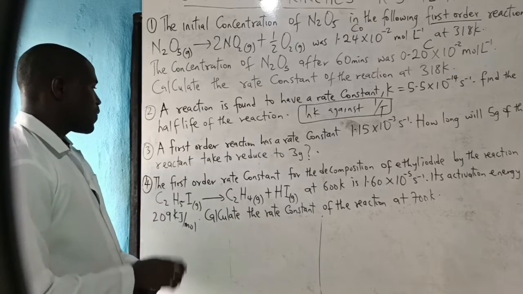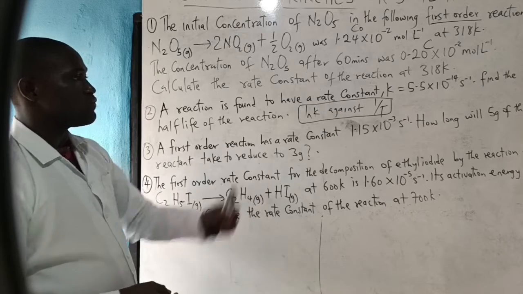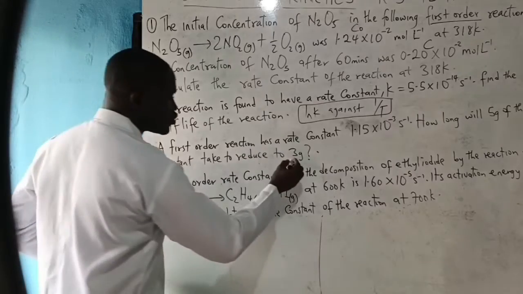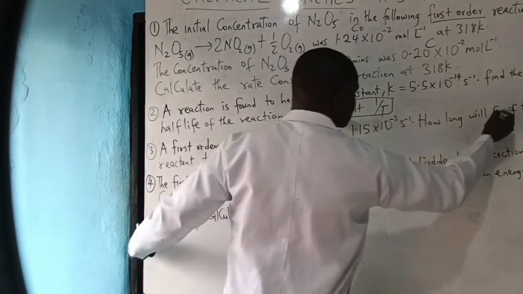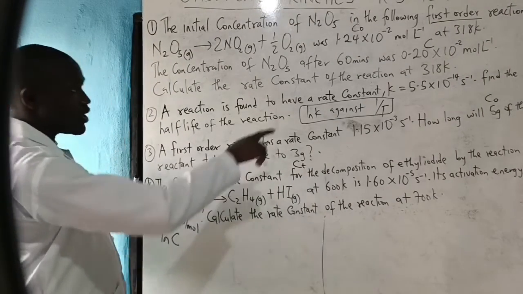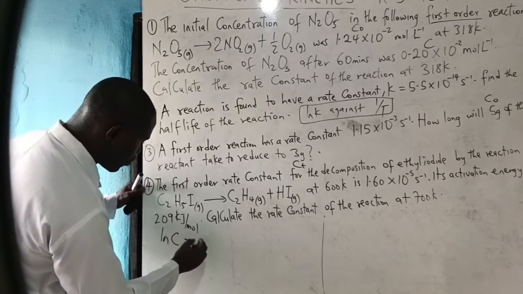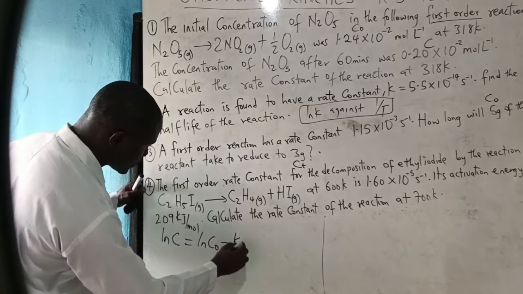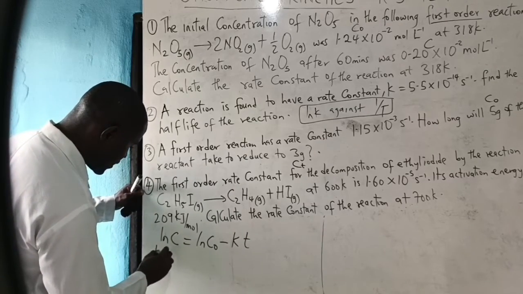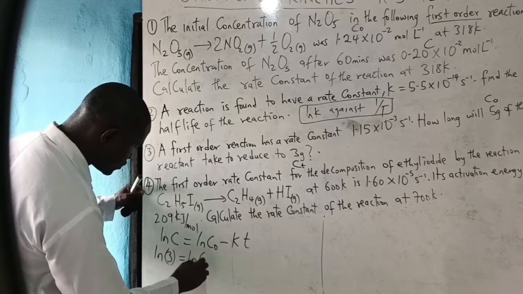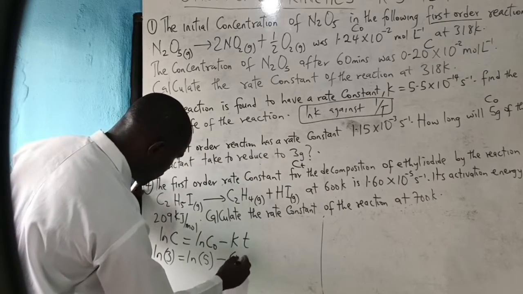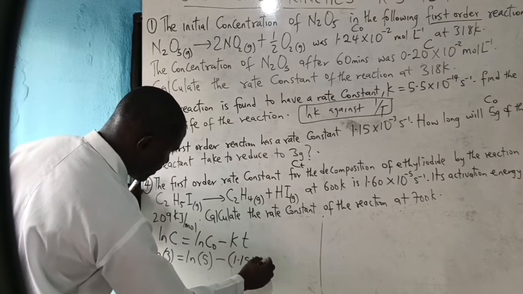For question number 3, a first order reaction has a rate constant of this per second. How long will 5 grams of this reactant take to reduce to 3 grams? To reduce to, so this is the final concentration and this is the initial concentration. So we go to the formula that says ln C, because they say per second, that is first order, is equal to ln C0 minus kt. Our C is 3, ln 3 equals ln 5 minus what? What is your k? The k is given to us as 1.15 times 10 raised to the power minus 3 what?